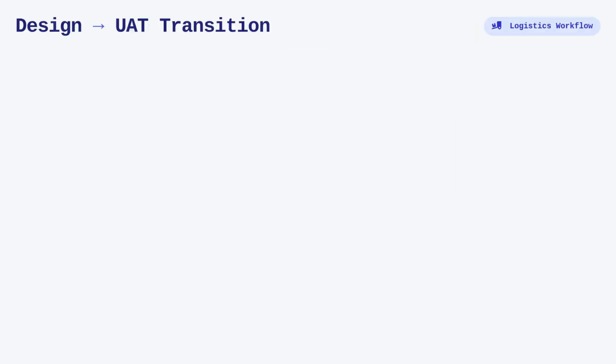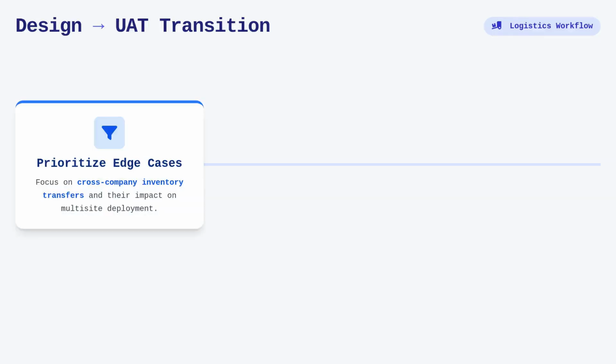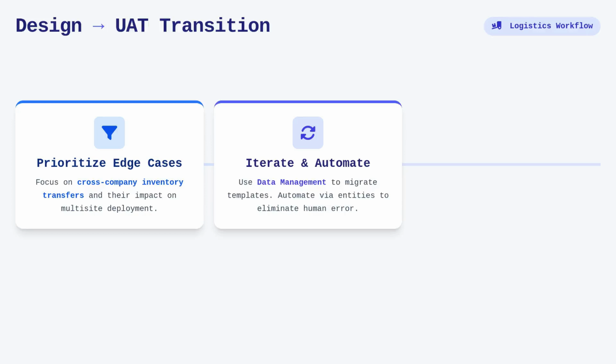As you transition from design to user acceptance testing, you must prioritize edge cases, such as identifying how cross-company inventory transfers will impact your multi-site deployment. Functional consultants should iterate on these configurations using the data management workspace to migrate templates, ensuring that the defined zones and location formats are consistent across your development, test, and production environments.